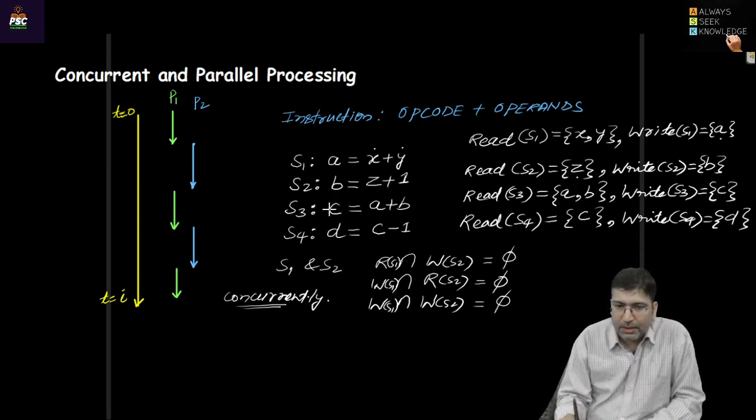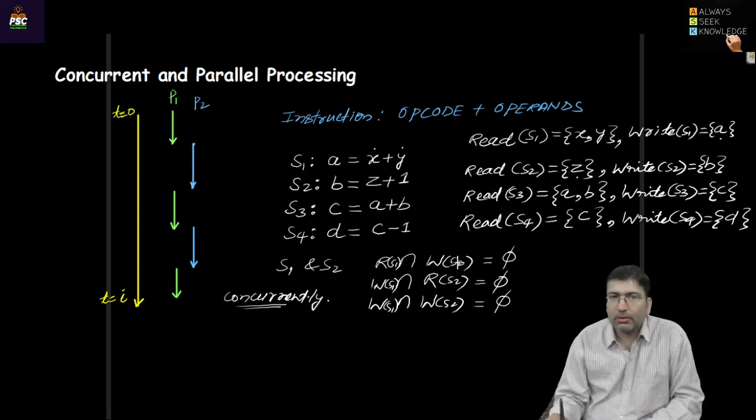But when you calculate C, C is being calculated based on A and B. So that means S3 and S1, if you try to find out the concurrency, the condition will not be true, because the read set of S3 will be intersecting with the write set of S1 and the write set of S2, because S1 is updating A and S3 is reading A. So these S1 and S3 or S2 and S3 cannot be executed concurrently. So there has to be a sequential execution of S1 and S3 or S2 and S3.